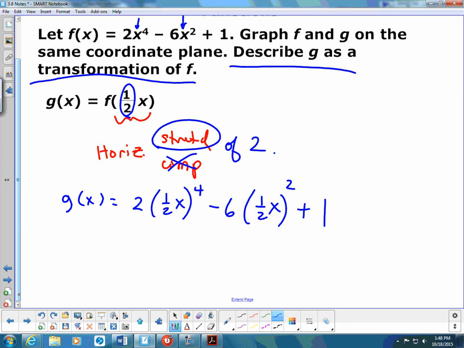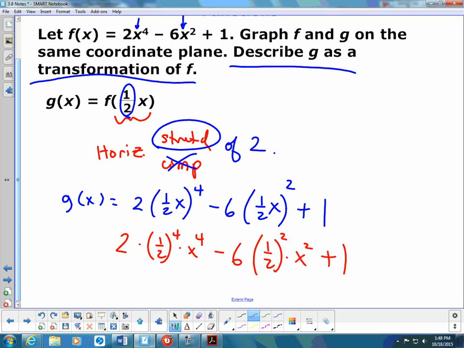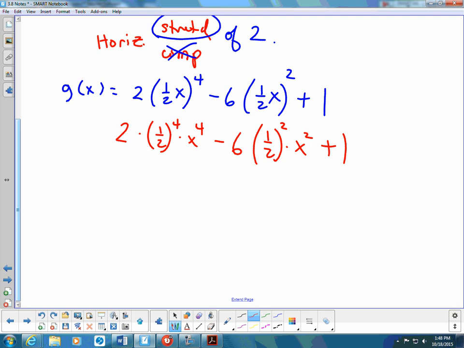At this point, we need to do (1/2 x) to the fourth, but remember that's the same as 1/2 to the fourth times x to the fourth. Don't forget we still have this 2 out in front. And minus 6, and again here we're going to have 1/2 squared times x squared, and then plus 1. So 1/2 to the fourth is 1/2 times itself 4 times. That gives us 1/16, but that's still being multiplied by 2. And we have the x to the fourth, so that's going to end up being 1/8 x to the fourth.